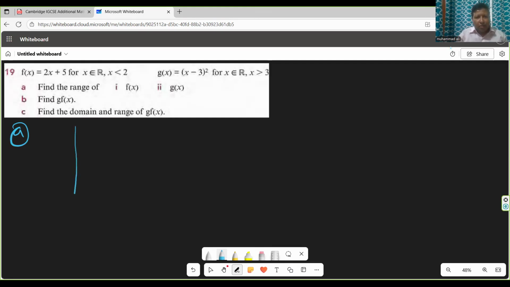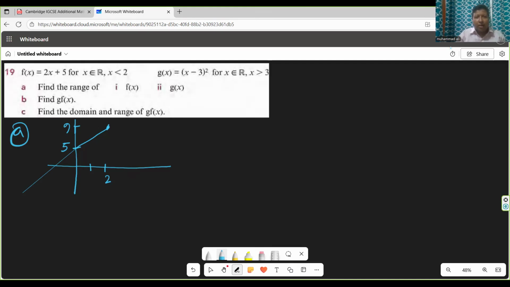So we may sketch this line. The y-intercept point is positive 5. And when x value is 2, y value is 9. We have to put all values less than 2, so this line's highest value will be 9, and it should go downside. That means from downside to upper side up to 9.